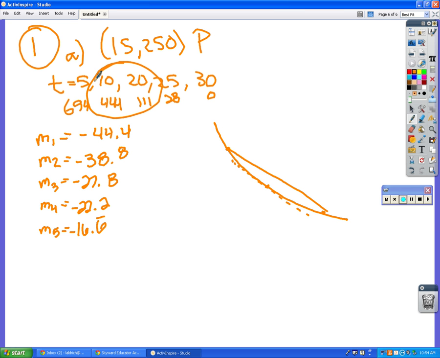So you would take the average of these two slopes right here and use that as your guess, okay? All right, C, use a graph of the function to estimate the slope of the tangent line at P. Yeah, I don't really know how to do that.